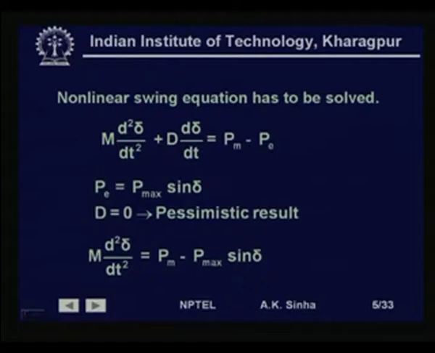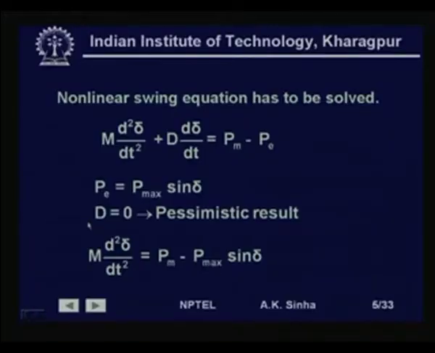Now, if it is a sustained oscillation, it means that in an actual system, because of the presence of damping, the oscillations will slowly die out and the system will come back to a new steady state or a new synchronous operating point. So, assuming this d to be 0, we will get M d2 delta by dt2 is equal to Pm minus P max sine delta. P we are writing as P max sine delta.